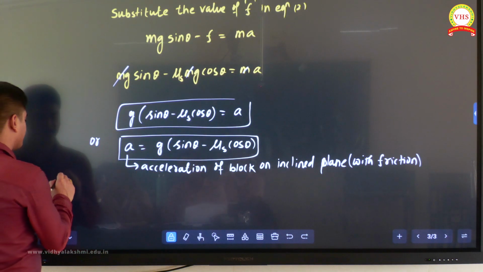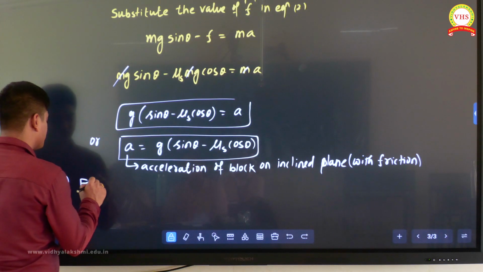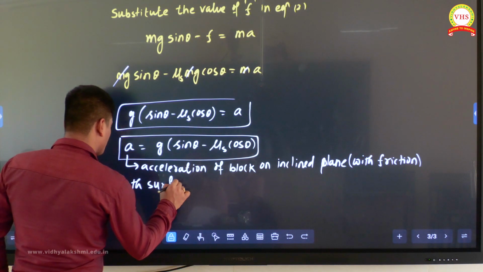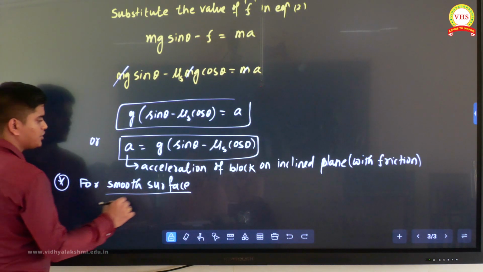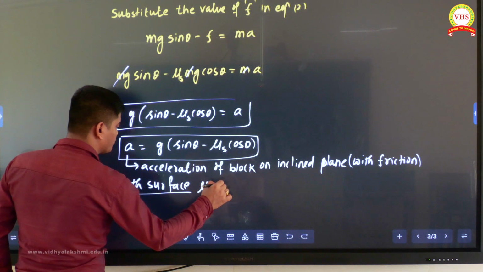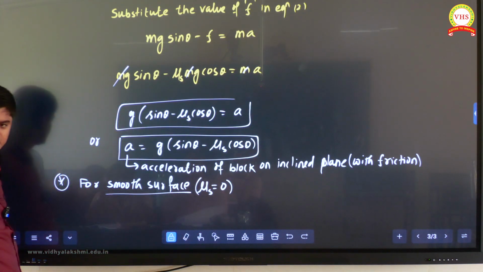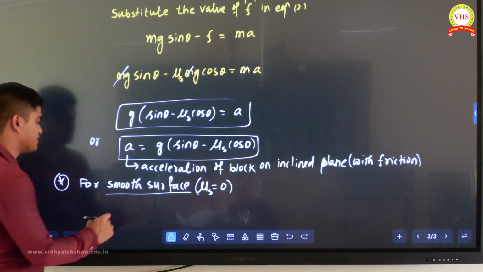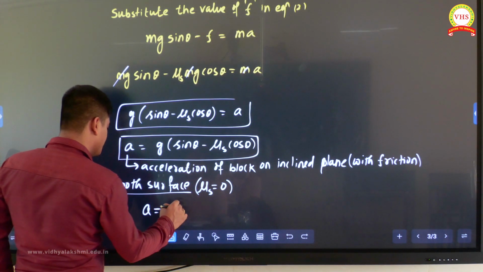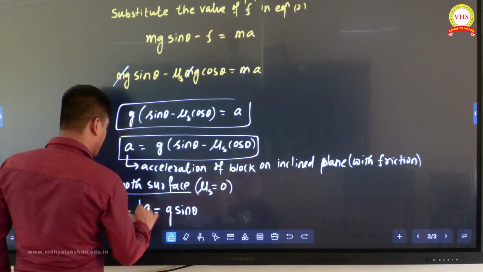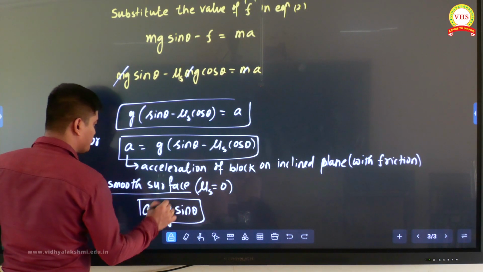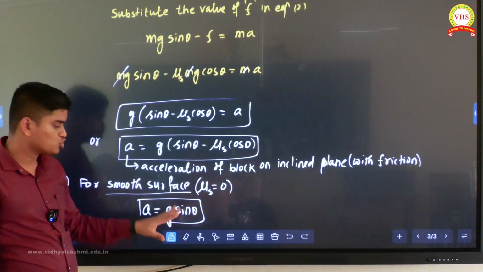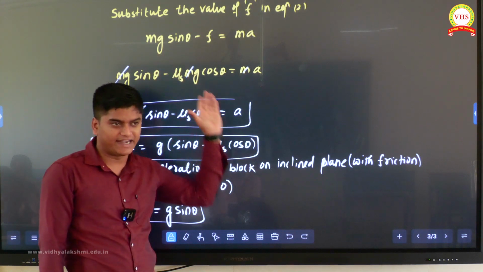Now suppose I star mark and write here for smooth surface. What will the condition be? For smooth surface, what will your mu s be? Smooth surface means no roughness, no friction. So for smooth surface, mu s equal to 0. If mu s is 0, what is the acceleration? g sin theta. Because mu s is 0, this term becomes 0, and only g sin theta will be there. So this is the acceleration when the object is sliding on an inclined plane.